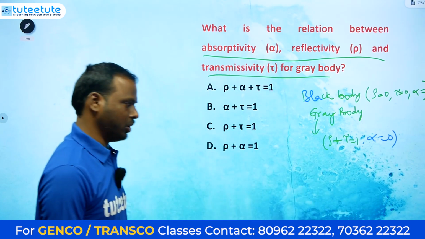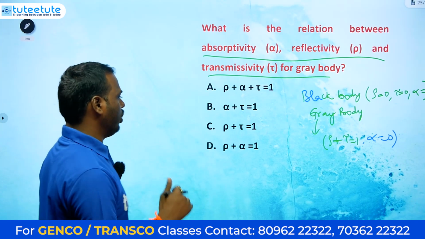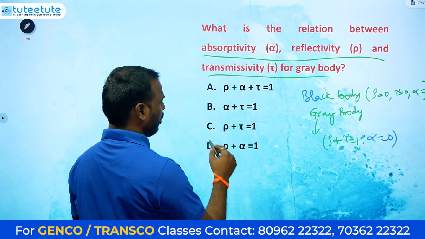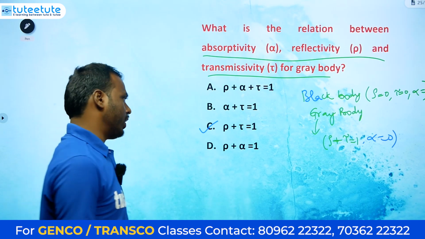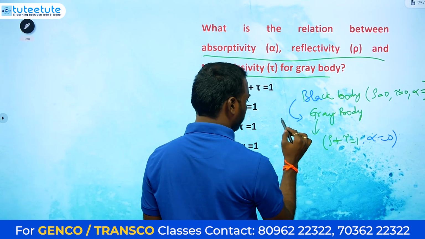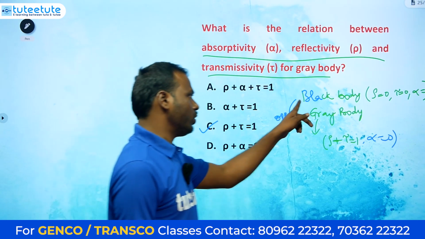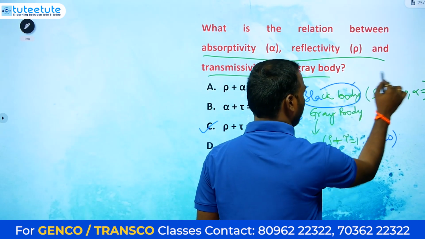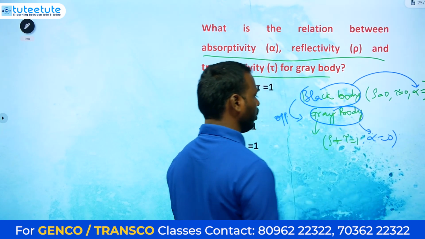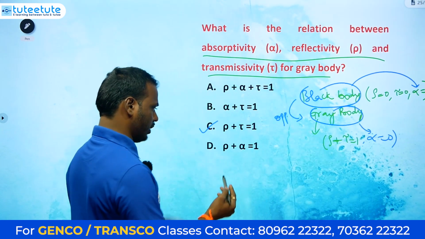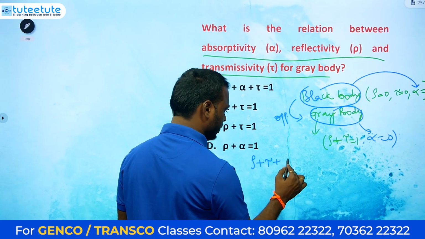Here there is no absorption, only transmission or reflection. So rho plus tau is equal to 1. This is for the grey body, and these two are opposite. For one, alpha is equal to 1, rho and tau are equal to 0. For the other, alpha is equal to 0, rho plus tau is equal to 1. The general thing is, for any body, rho plus tau plus alpha is equal to 1.